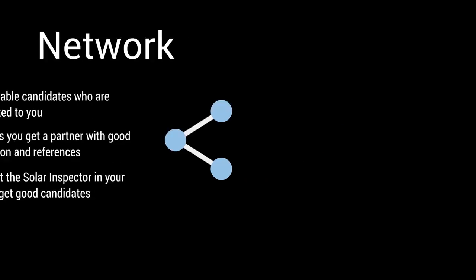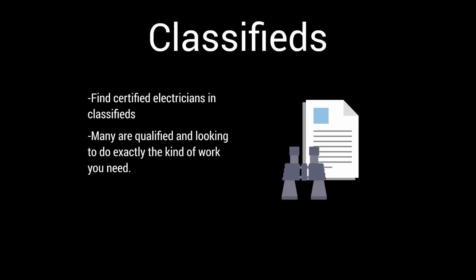Second, use local classifieds. If you look in your local classifieds in the newspaper or online, you usually find a number of certified electricians offering contracted work. These electricians are looking for just the kind of work you're in need of. Reach out to them and see if they would be a good fit. Even if they aren't qualified to install solar or interested in that line of work, you can network with them to find someone that would be the right fit.